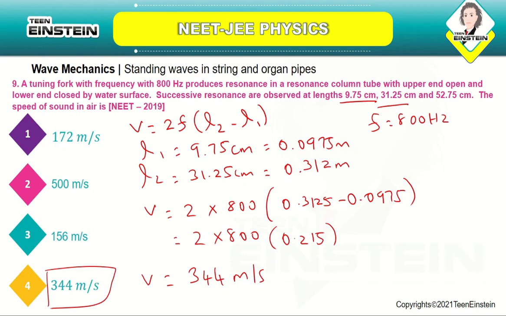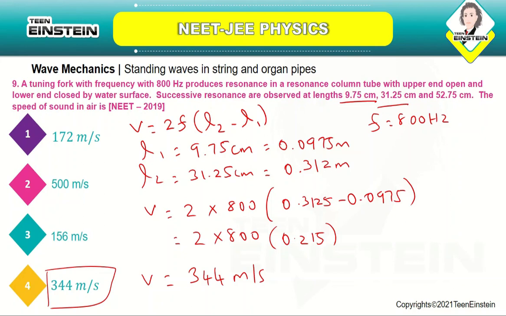Okay, so it's also a very simple formula substitution. We are taking the speed as V is equal to 2f (L2 minus L1), and all the values are given. They are given the frequency value, and the successive resonance lengths at which resonance is observed, 9.75 and 31.25. So L1 and L2 values are given. You are going to substitute them and find out the speed of sound in air. So V is equal to 344 meter per second. The correct answer is option number 4.